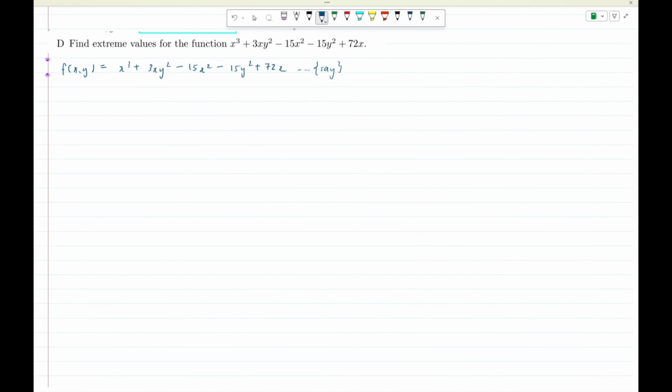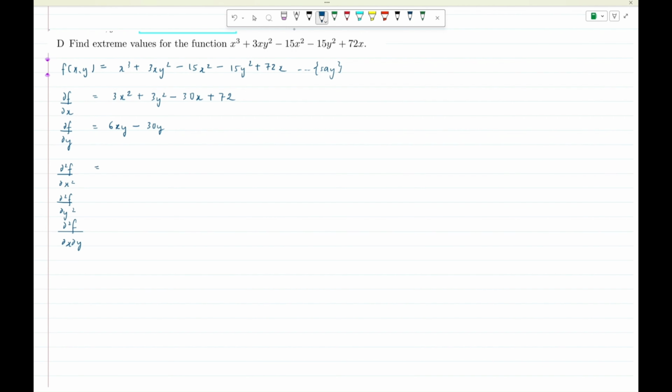Now we will be needing to find out the first order and second order partial derivatives. So let's talk about del f with respect to del x. That's going to be 3x squared plus 3y squared minus 30x plus 72. We'll need del f over del y. That's going to be 6xy minus 30y. Then also we'll be needing the second order partial derivatives, del square f over del x square, del square f over del y square, and del square f over del x del y.